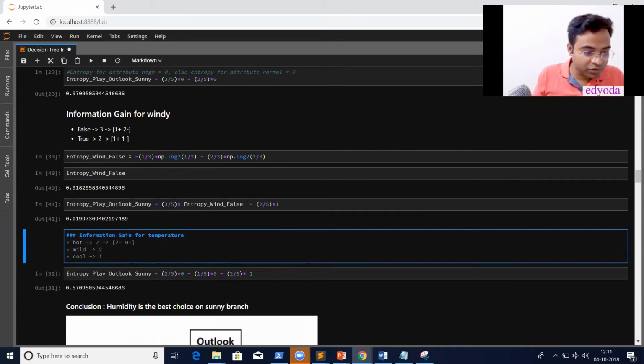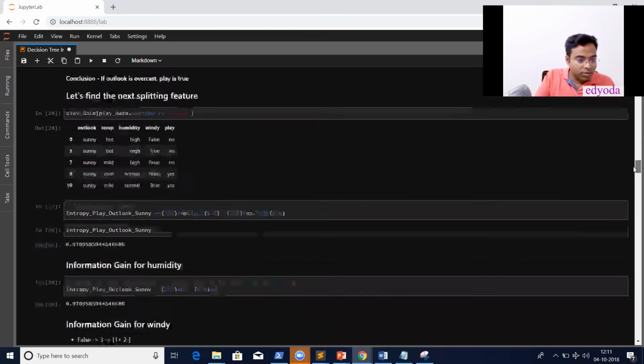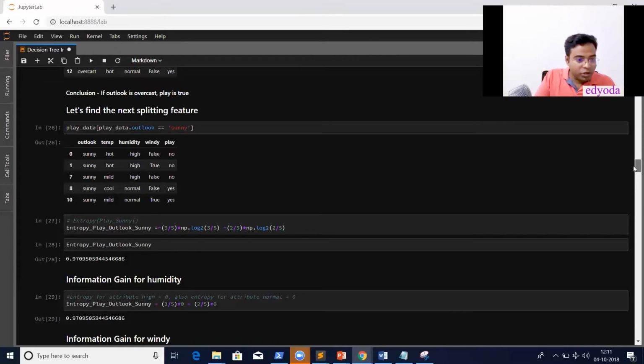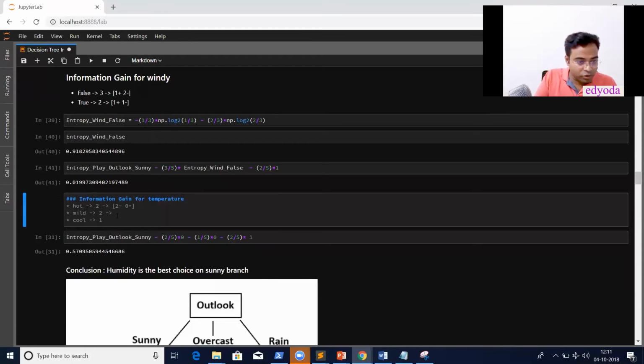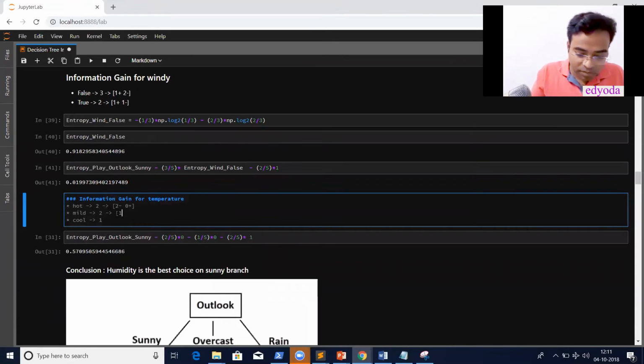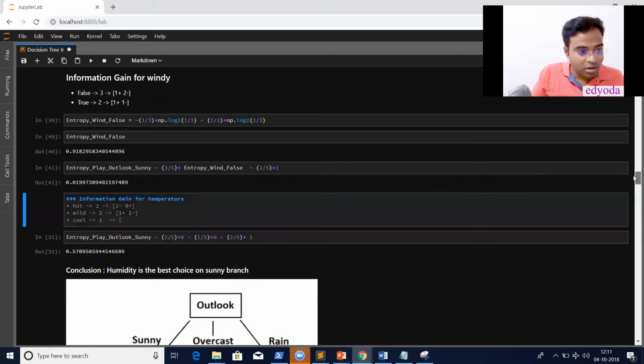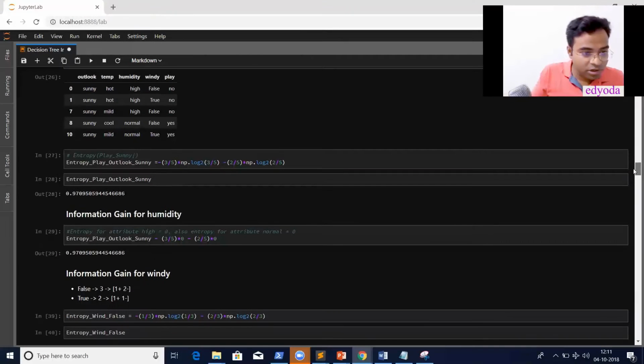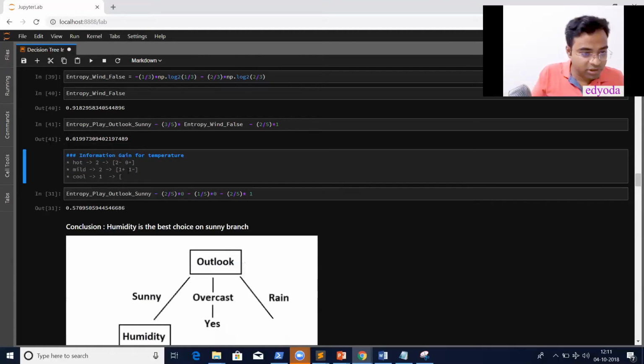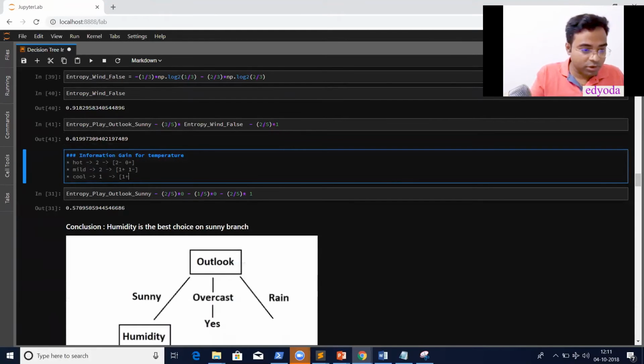So the entropy of this will be... okay, and mild, there are 2 mild, and 1 plus, 1 minus, right? And cool, of course, it will be of high entropy. Cool, yes. So 1 positive. That's it. 1 positive, right?